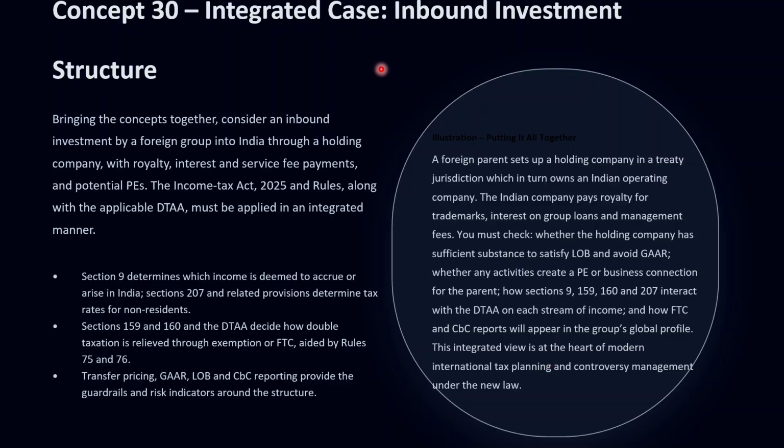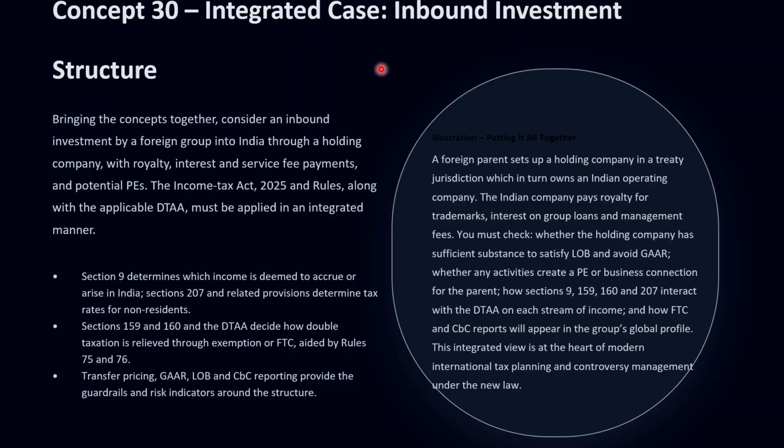Assume a foreign parent company sets up a holding company in a treaty jurisdiction, which in turn holds shares of an Indian operating company. The Indian company pays royalty in that case for brand and technology, interest on say group loans, and management fees for strategic services. So these are the transactions the Indian company has done with that company. At the same time, the group has people on the ground in India, and there are data-driven digital interactions with Indian customers.